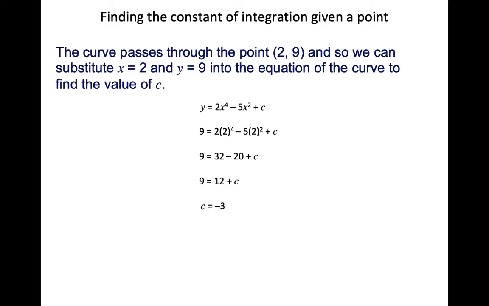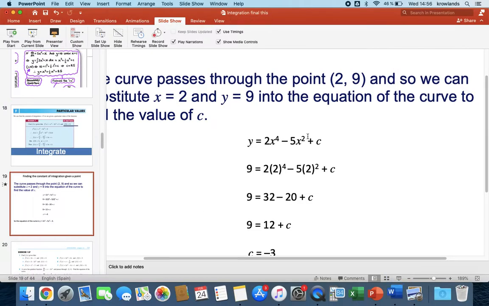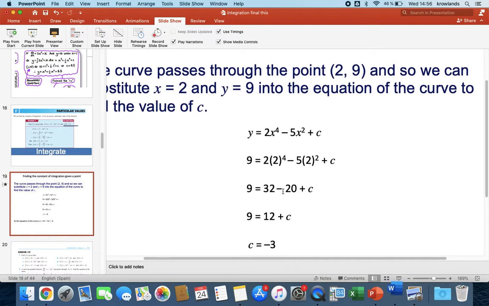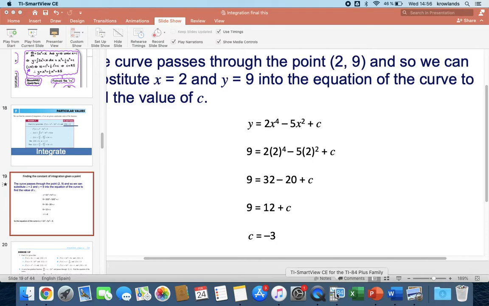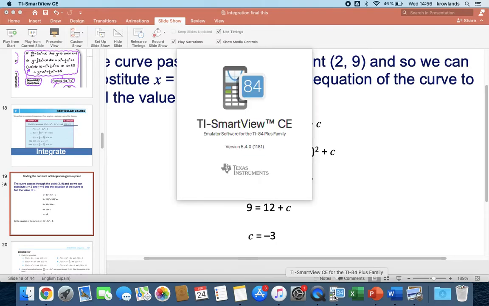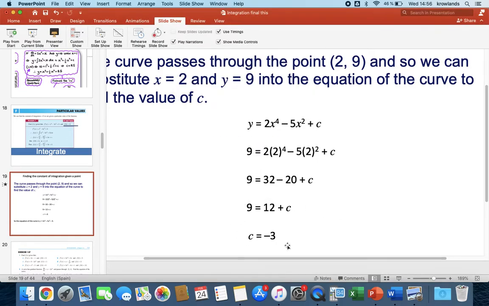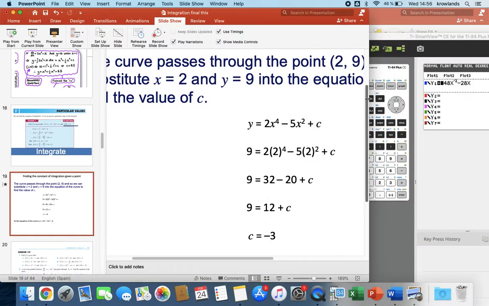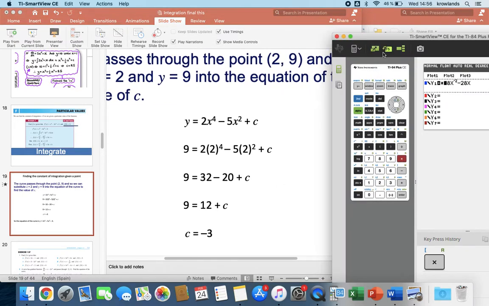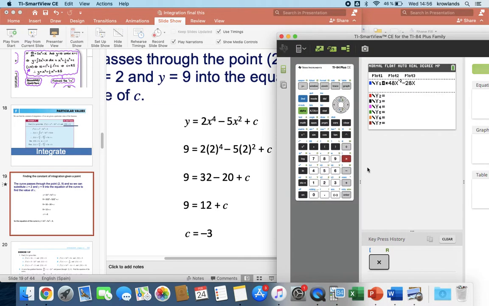So c is equal to minus 3. Now, if you weren't that happy about doing this algebraically, what you could do is do this on the calculator. This is not always going to work because sometimes you will get a fractional answer of c, and then you'd have to change the table steps, which I'll show you now.